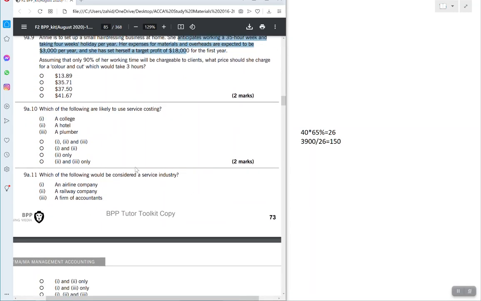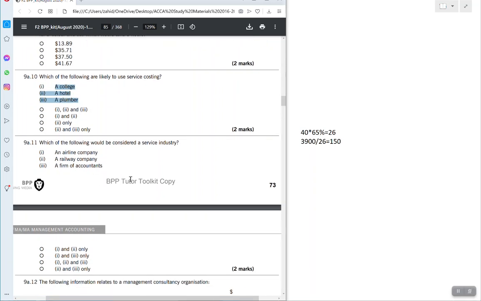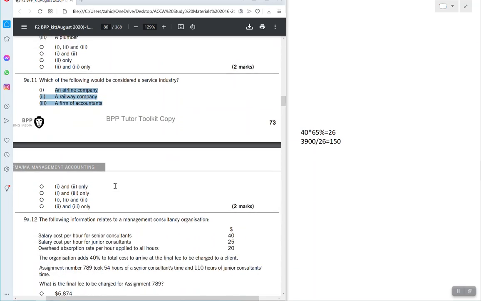Which of the following are likely to use service costing? Hotel, college, plumber. All of them are service costing systems. All of them will use service costing. All of them are service industries. Which of the following would be considered a service industry? A line company, railway company, firm of accountants. All of them.